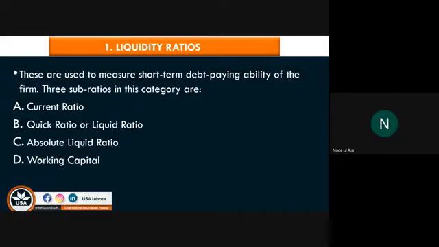cash. With liquidity analysis, we'll have four different metrics of analysis. These are current ratio, quick ratio or liquid ratio, absolute liquid ratio, and working capital. We'll move toward the description of each one of them, and by the end of this category, liquidity analysis, you are expected to solve a numerical in which you will calculate all these four ratios.